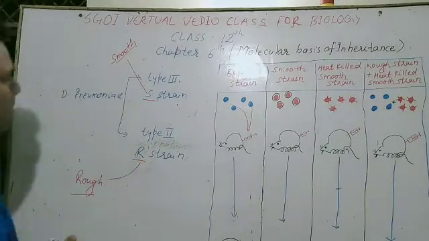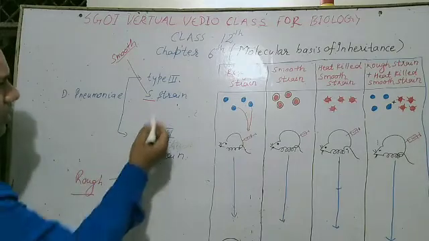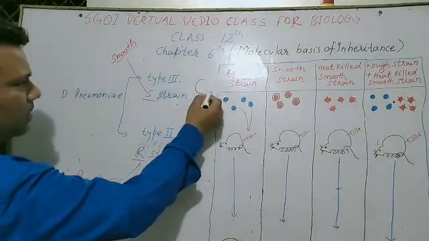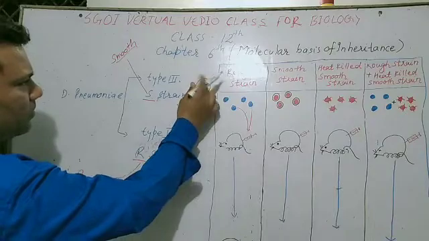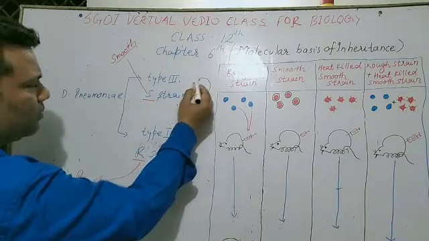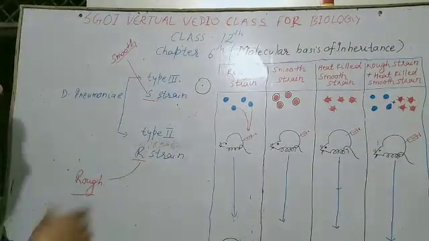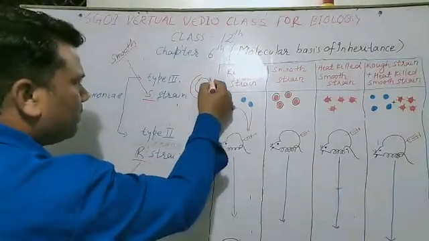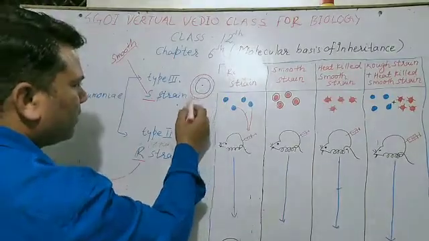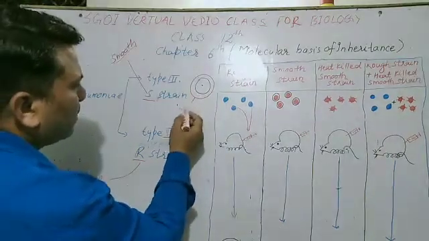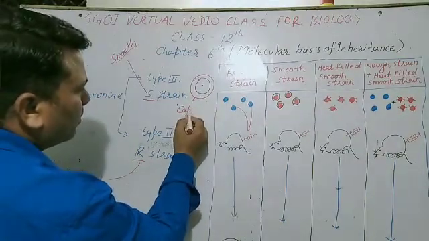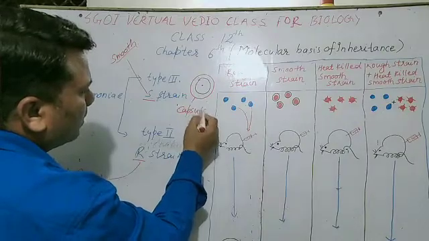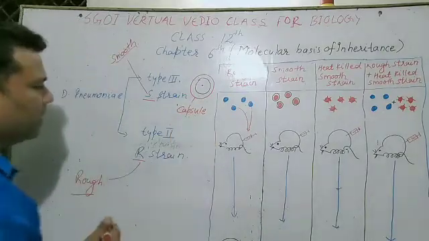In a smooth strain, what happened? This is a cell of Diplococcus pneumoniae. It is called smooth strain because it has a covering around it, and this cover of the bacteria is called a capsule. It means that it is a capsulated bacteria.